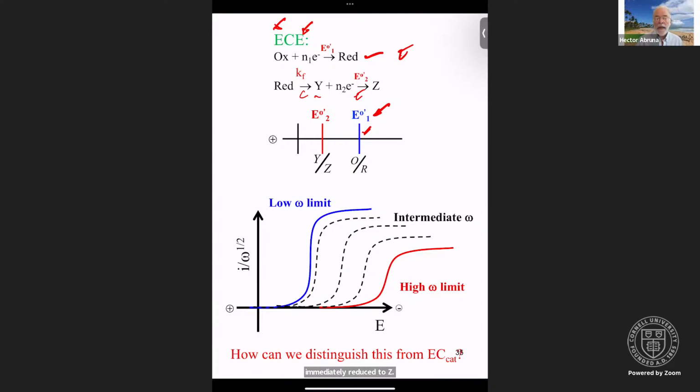And so again, how do we think about what the profiles will be at high and low omega limits? Again, at high omega, we basically outrun the chemical reaction. So all we see is ox plus one electron going to red. In the red here, the limiting current is proportional to N1, the number of electrons.